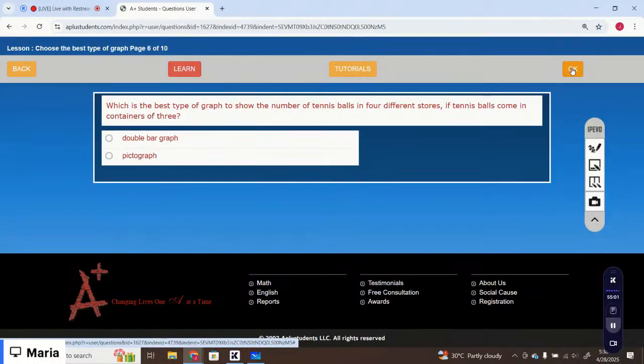Which is the best type of graph to show the number of tennis balls in four different stores if tennis balls come in containers of three? The correct option is double bar graph. I think pictograph is, because you're going to represent four types of. So then that is pictograph.